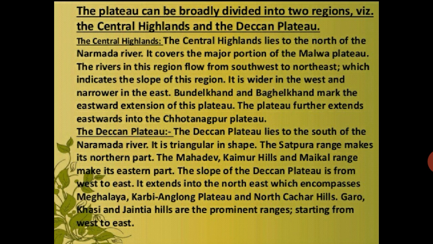It extends into the northeast, which encompasses Meghalaya, Karbi Anglong Plateau and North Cachar Hills. Garo, Khasi and Jaintia Hills are prominent ranges starting from west to east. All these hills and ranges are there.